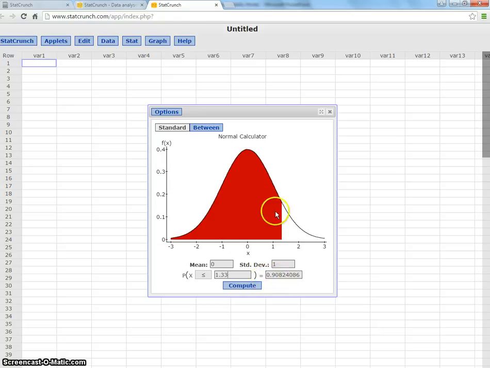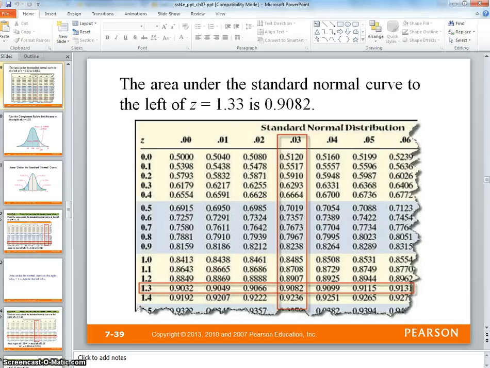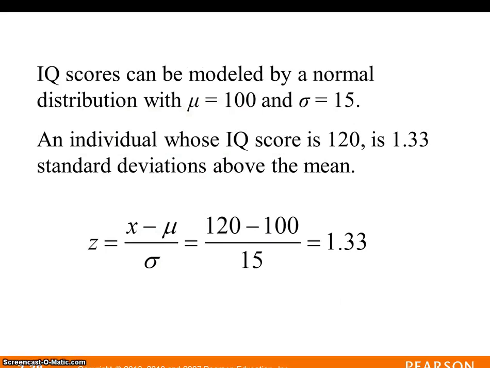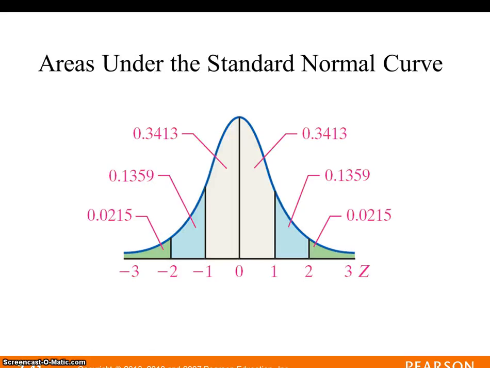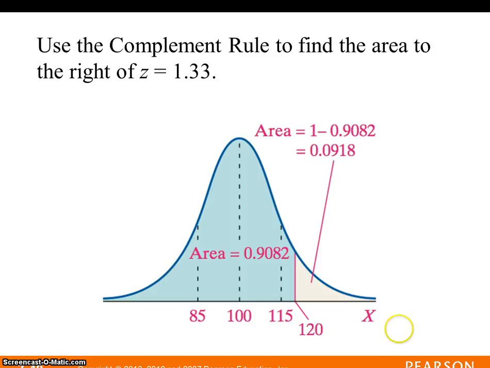So remember, this is the area or the probability of that event happening, right? So another way you could think about that is you have a 90.82% chance that the IQ scores would be less than 120, right? Because a 120 IQ is relatively high. And then if you wanted to find the area to the right of that, you could take 1 minus the area, and that would give you the percentage of people that have IQs over 120, which is only about 9.18%.